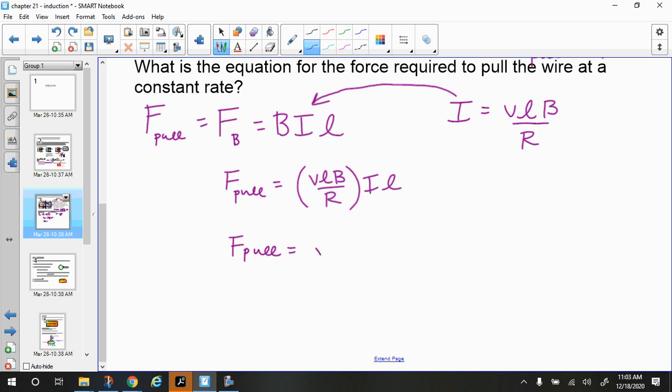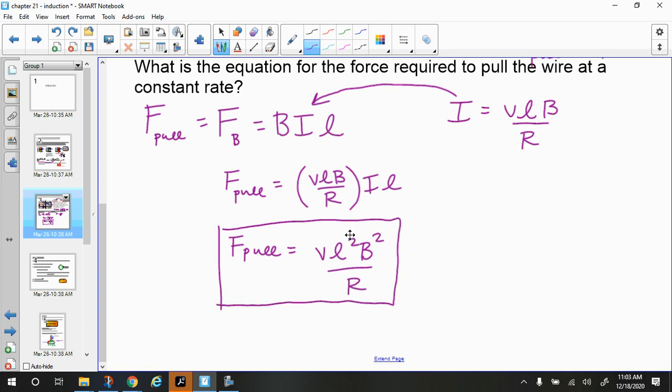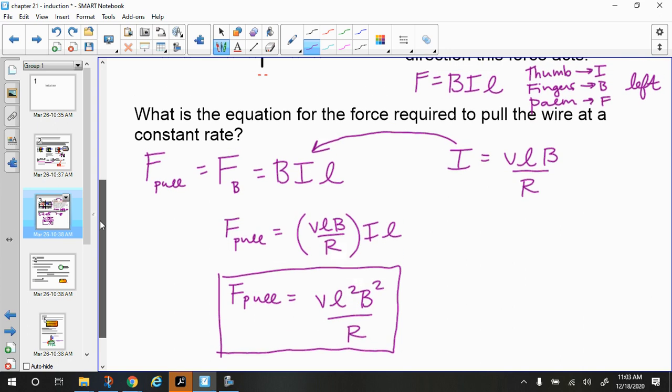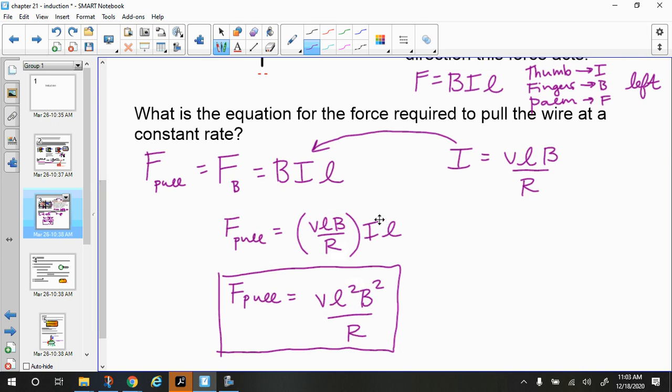Okay, so we get V times L squared times B squared over R. This equation is not on the equation sheet, but the two equations that you use to derive it are on the equation sheet. So this is definitely something that you could have to figure out on the AP exam. That's the force required to pull that bar at a constant speed.